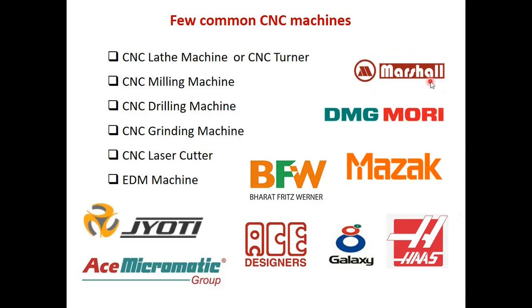So this is Marshall. Marshall is a Japanese company. This is DMG Mori. They have produced a CNC machine with 6 axes. Mazak, that is also a foreign company. This is HAAS, a US based company. BFW, we have this manufacturing unit in Bangalore. Then we have Jyoti. Jyoti is a Gujarat based CNC manufacturing company.